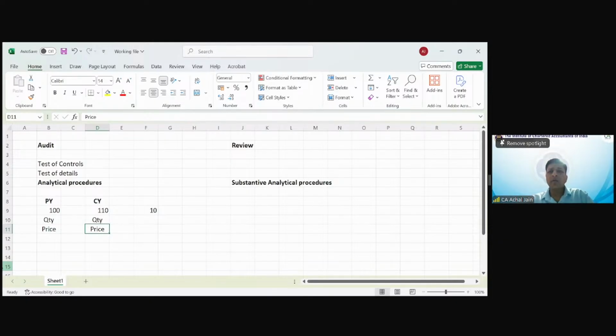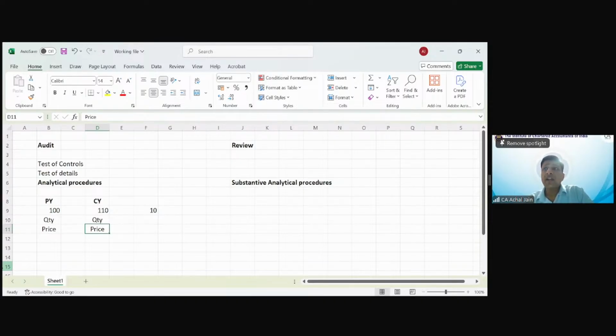As an auditor, do you perform this procedure or not? Do you do this or not? Yes or no? I'm not clear. Yes, sir. Yes, we do this. So now, this you can say is one of the analytical procedures.